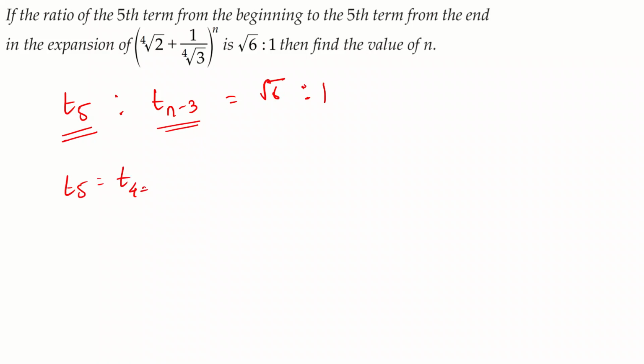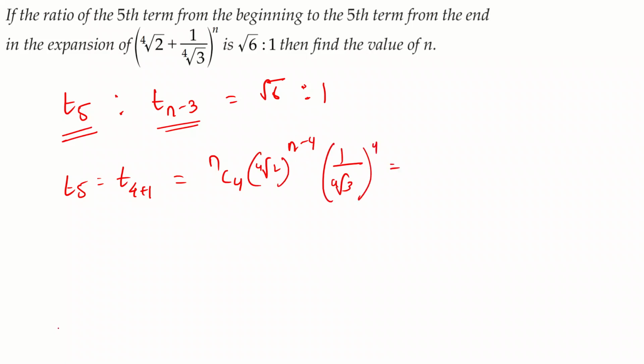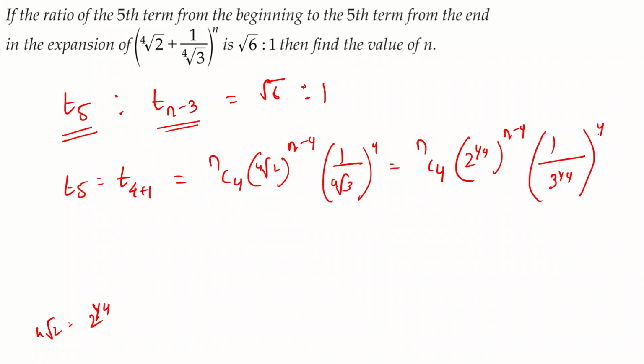T5 is T4 plus 1, which is nC4 times the fourth root of 2, whole to the power of n minus 4, and 1 by the fourth root of 3, whole to the power of 4. Okay, so know that the fourth root of 2 can be written as 2 to the power of 1 by 4. This we already know. So nC4, fourth root of 2 is 2 to the power of 1 by 4, whole to the power of n minus 4, and the fourth root of 3 is 3 to the power of 1 by 4, and whole to the power of 4.